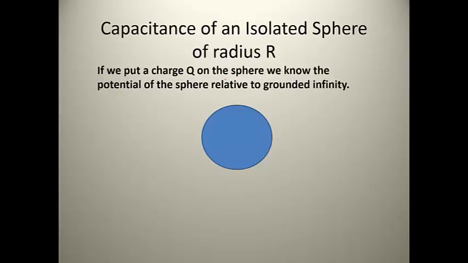Well, let's take a case where we have an isolated sphere of radius r. Here's the radius r conductor. We put a charge Q on the sphere, and we know the potential of the sphere relative to grounded infinity is the charge on the conductor divided by its radius times k, 1 over 4 pi epsilon naught. This came when we derived the potential due to a charged sphere.